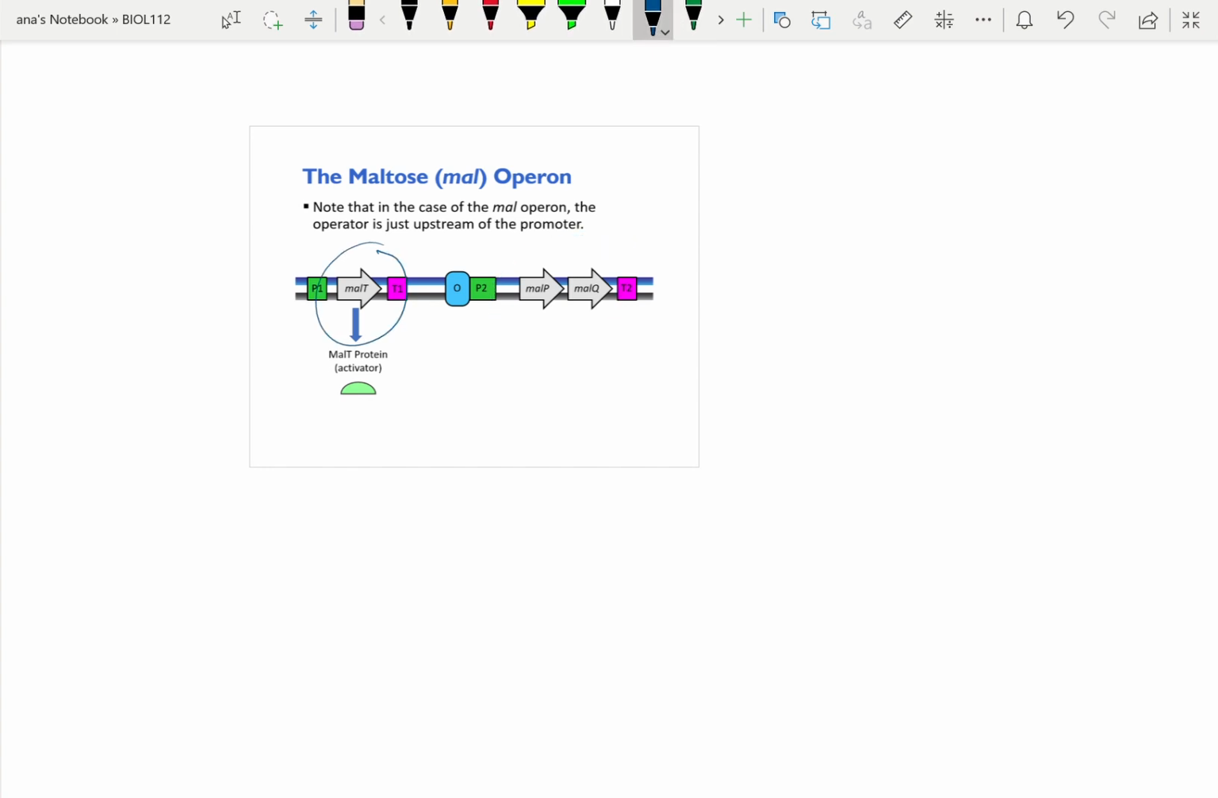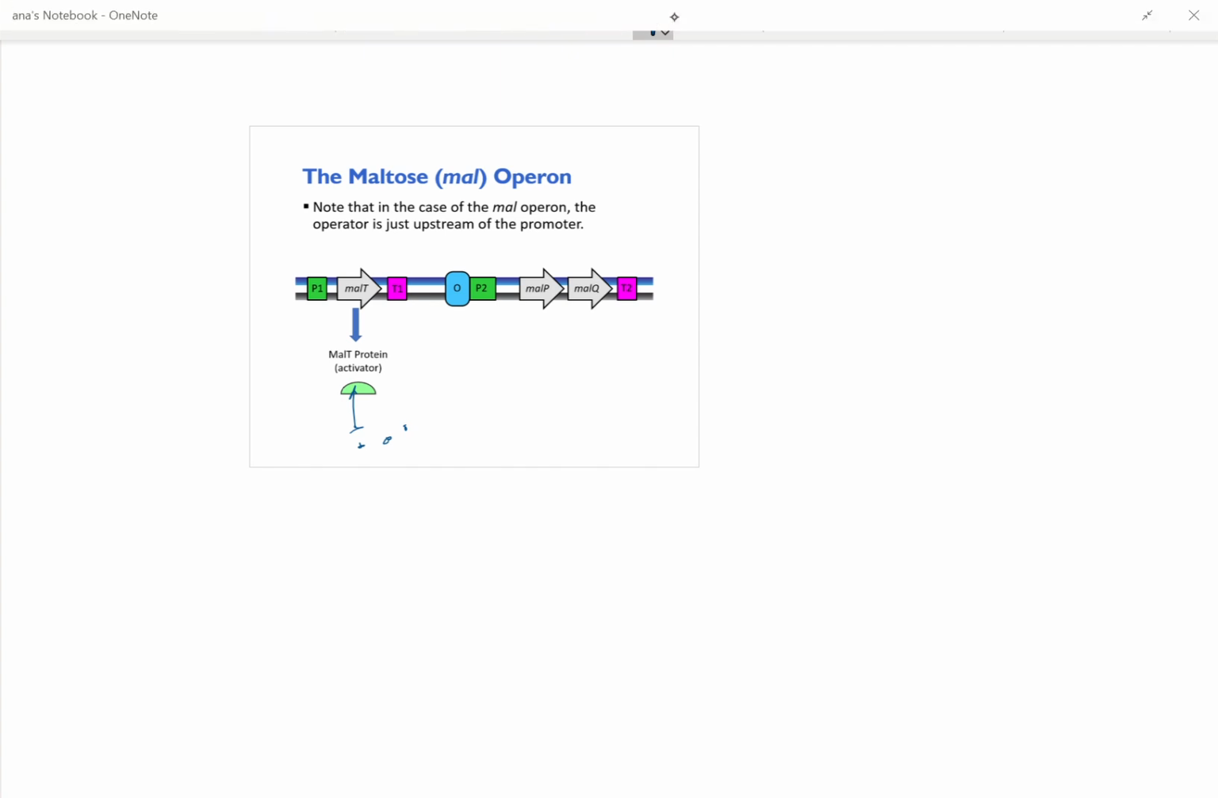and then also this MAL-T, which, in difference to the lac operon, is now an activator protein. The way this activator protein works is that when maltose is present, it can bind to the activator and basically activate it through a shape change. So MAL-T is in the wrong shape to bind to the operator when it's first produced. When maltose is in the cell, it can bind to MAL-T and cause a shape change so that it's now able to bind to the operator.